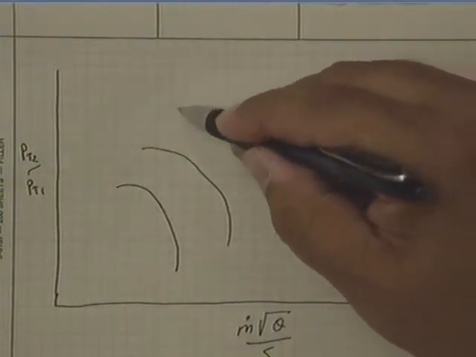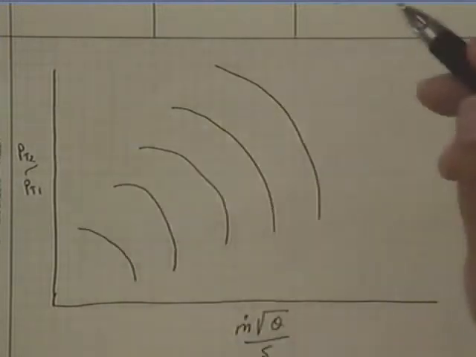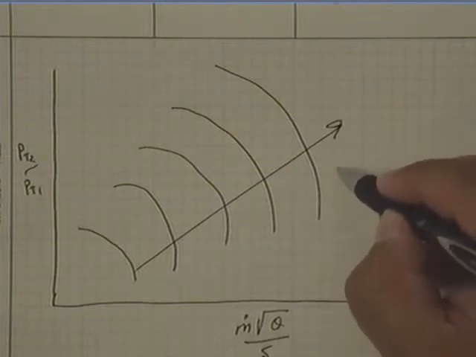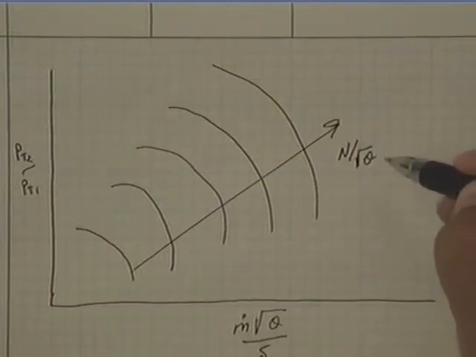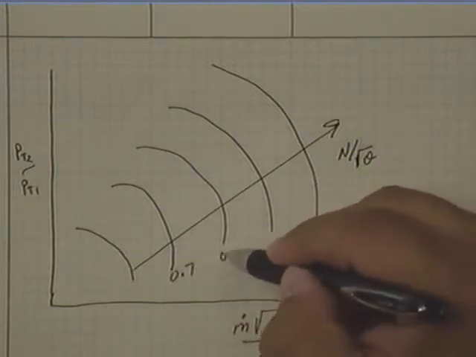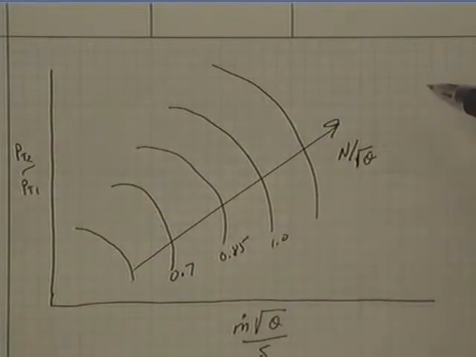Where these are lines of constant speed. So in this direction, these are lines of constant corrected speed. Right? This might be 0.7, this might be 0.85, this would be 100%, and so on. Okay?